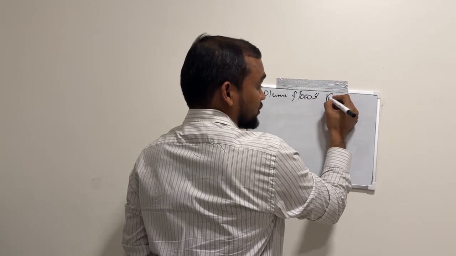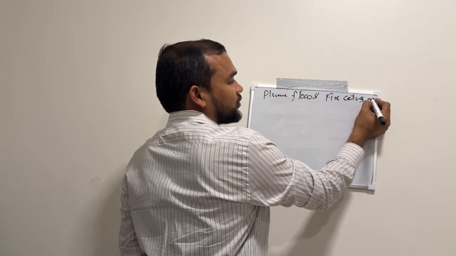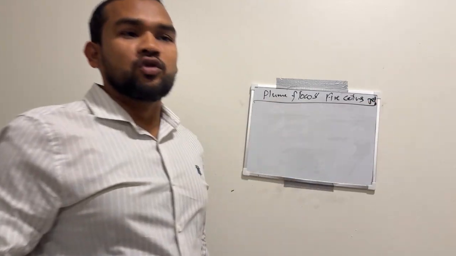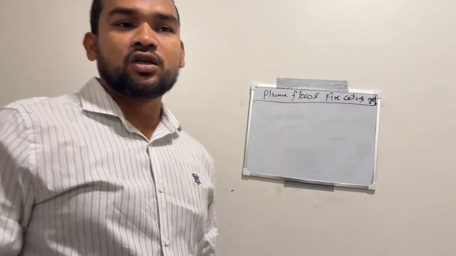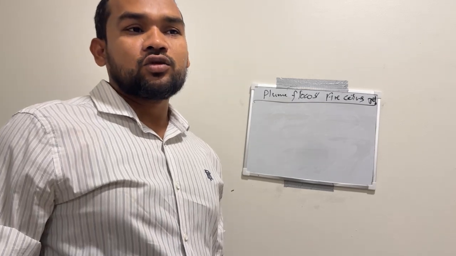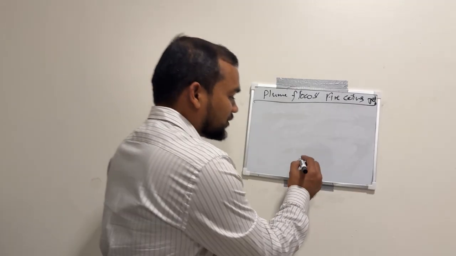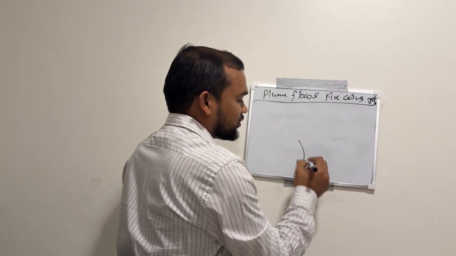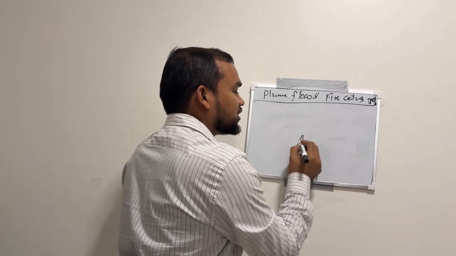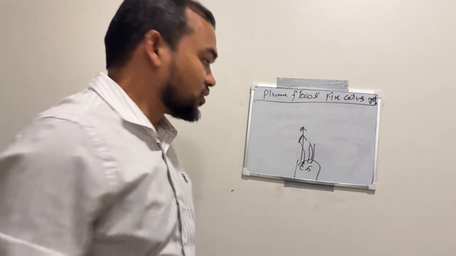and fire ceiling jet flow. So what is plume flow? A fire plume flow is a combination of hot gas and smoke rising directly above the fire. Hot gas and smoke are lighter than air, so they have a tendency to go upward.